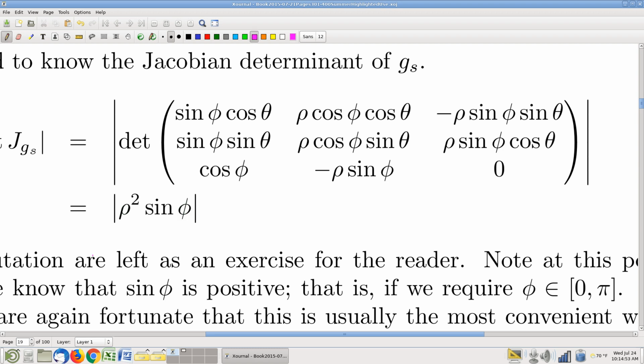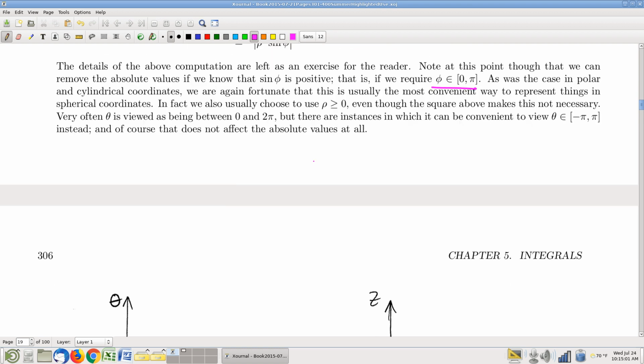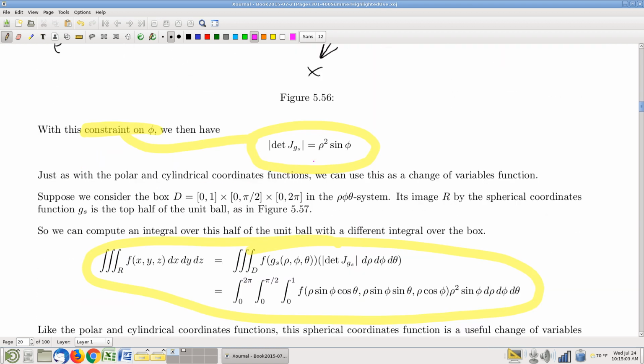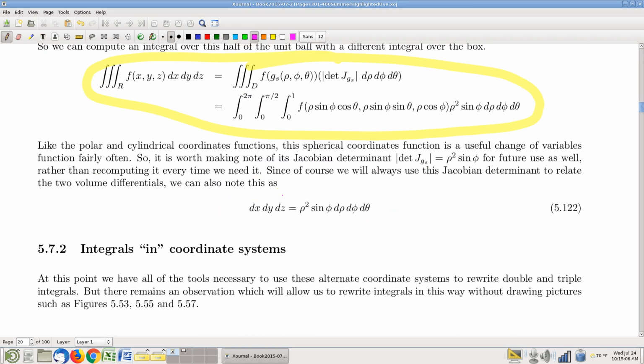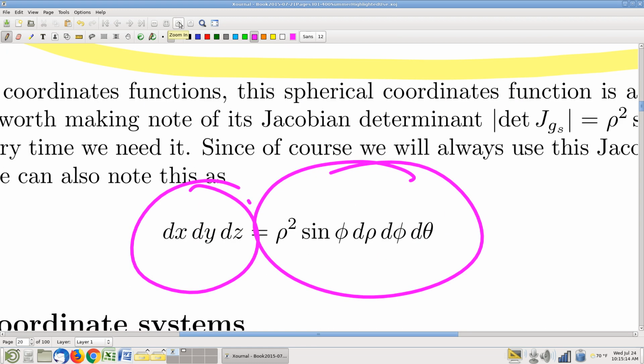Okay, that being said, you choose these values of phi. This is all positive. The absolute values can go away. And your nice result then is that dx, dy, dz, dV from your original integral is this expression. Please also memorize this expression for dx, dy, dz. It's rho squared sine phi d rho d phi d theta. It's a mouthful, right? But memorize that.